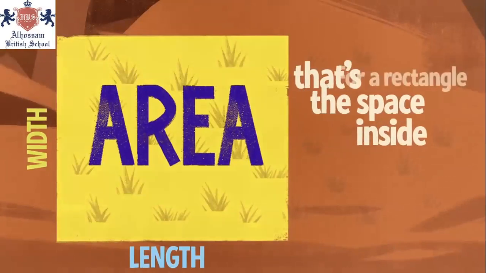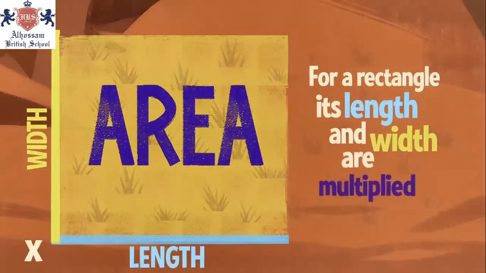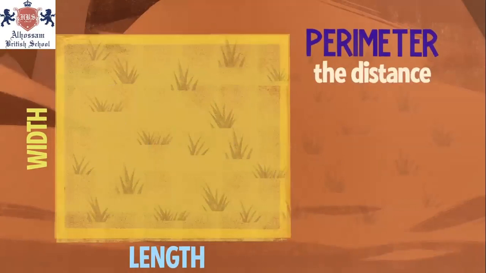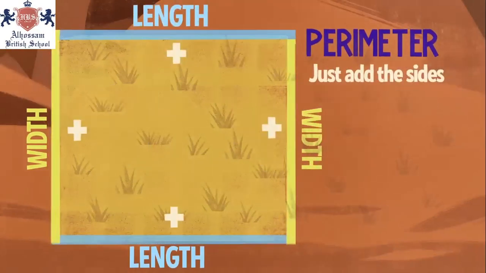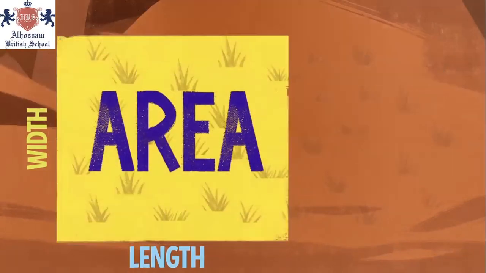That's the space inside. For a rectangle, its length and width are multiplied. And perimeter, the distance around a shape. Just add the sides together and then you'll be great with the area.